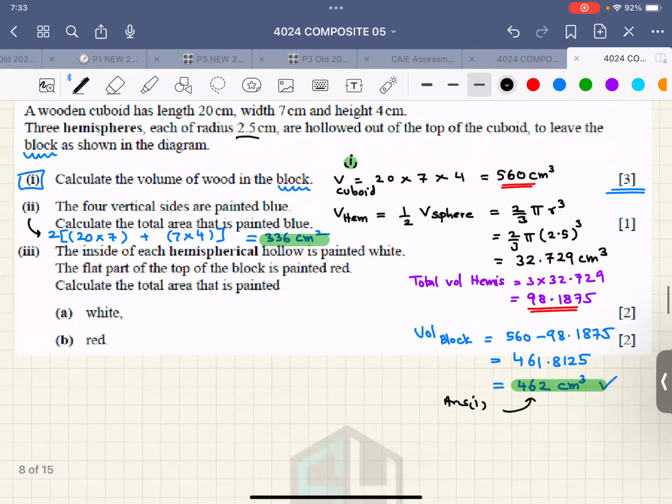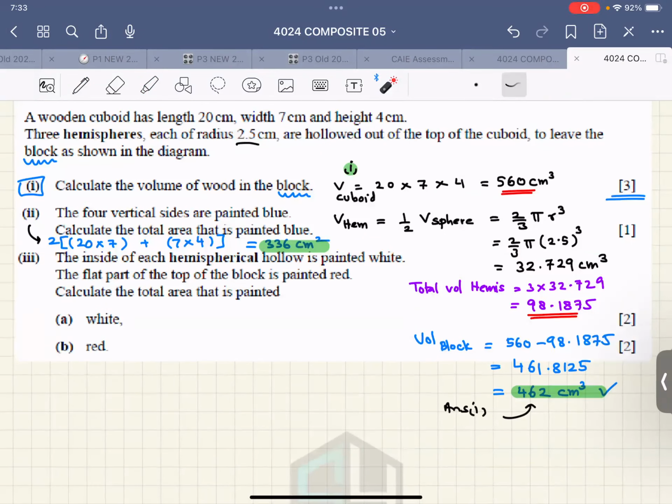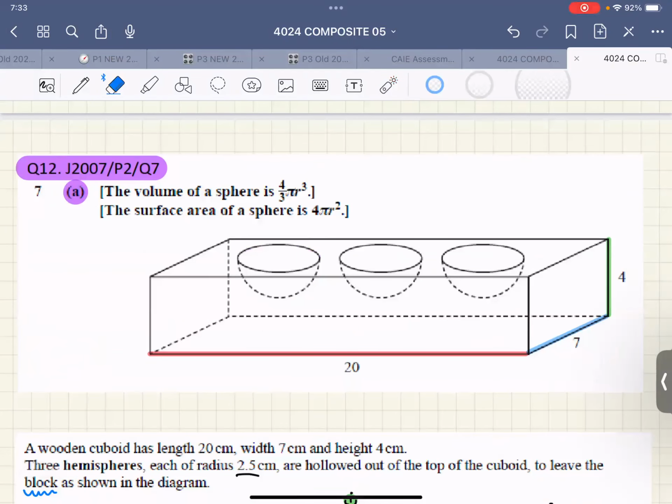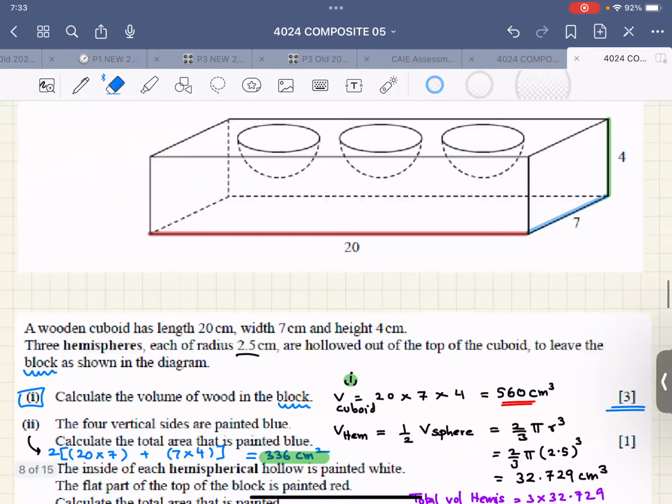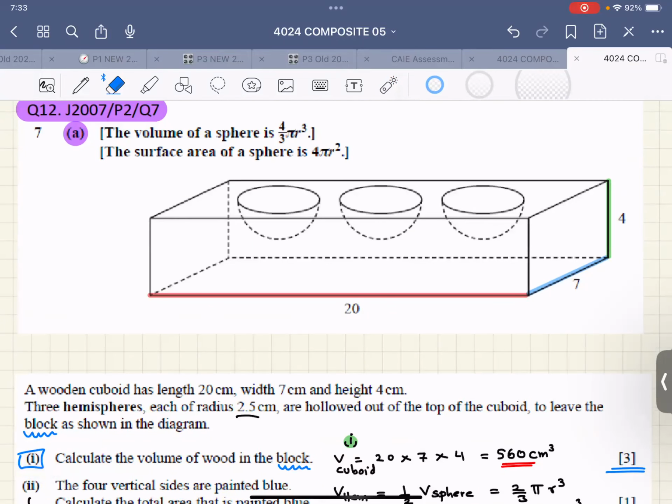Now it says the inside of each hemispherical hollow is painted white. The flat part of the top of the block is painted red. Now let me change the color. It says it's painted white. So let's say that this is white. This is on the inside. This thing is basically white. So the inside is white in color.